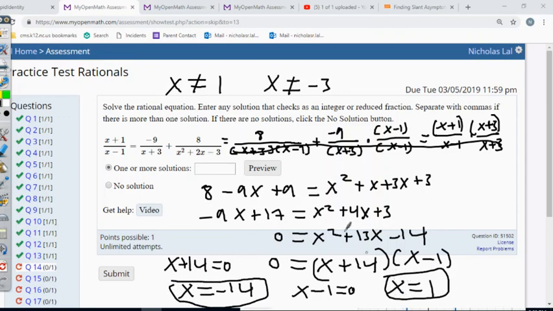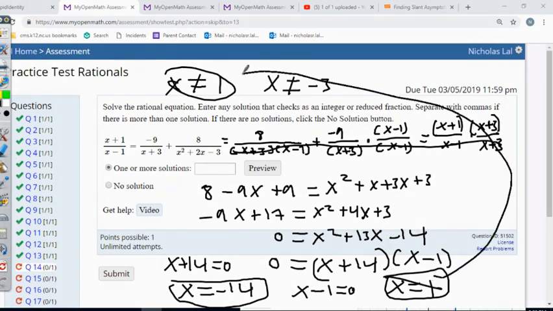Wait! X cannot equal 1. That makes the function undefined. You cannot have the function be undefined. The only solution is x is equal to negative 14. So negative 14 is a solution.